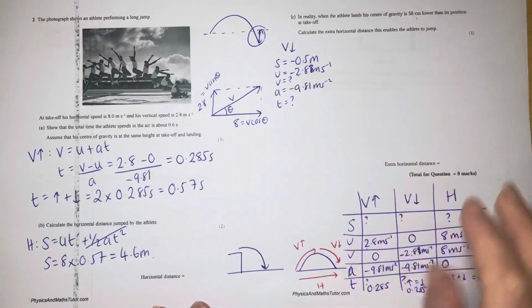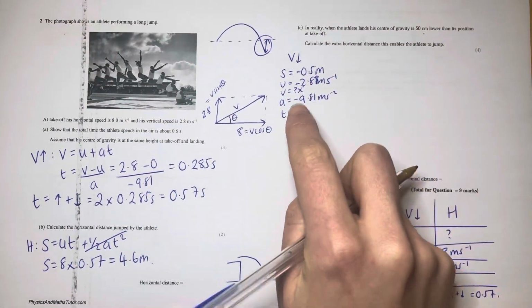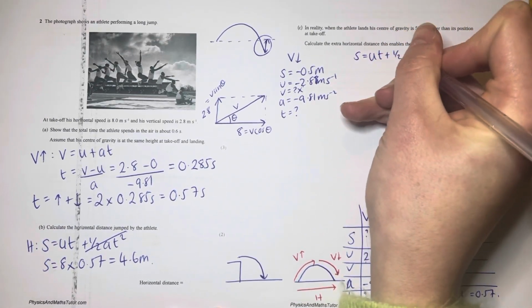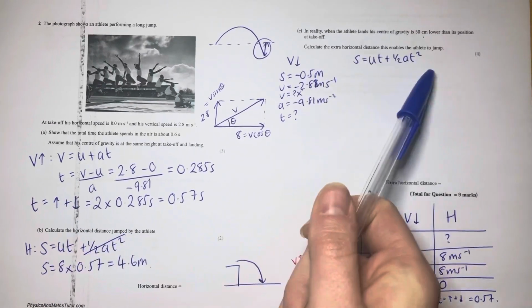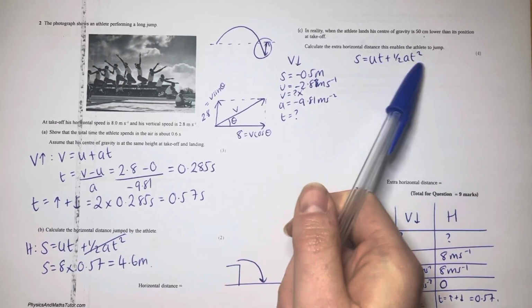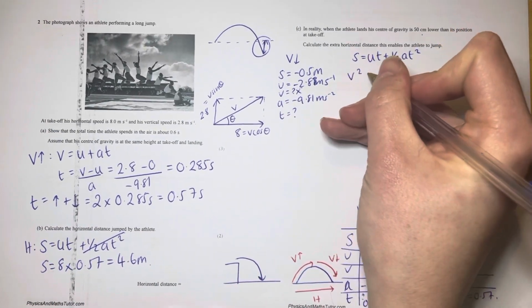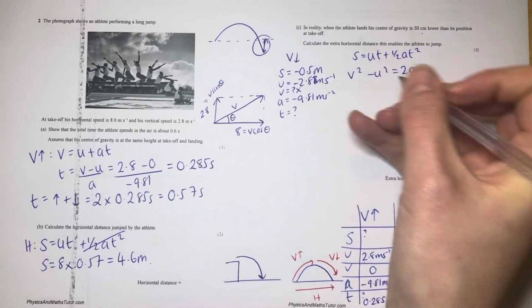But if I want to do an equation that only has s, u, a and t in, I have to use s equals ut plus half at squared. And that's a tricky one to use when trying to find time because it appears twice, once as a not square and once as a square. So what I am going to do is find v. I'm going to say v squared minus u squared equals 2as, and put the numbers in there.